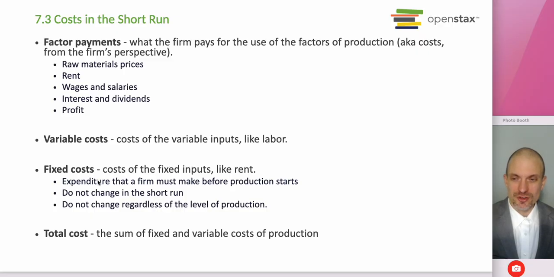That's maybe the expenditure the firm has to make before it can even start producing. Doesn't change in the short run, doesn't change regardless of the level of production, right? So that's actually kind of key. Fixed costs are invariant to the level of output. Total cost is the sum of fixed costs and variable costs of production, right?